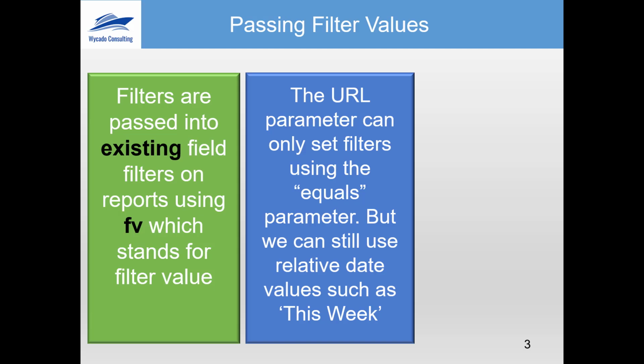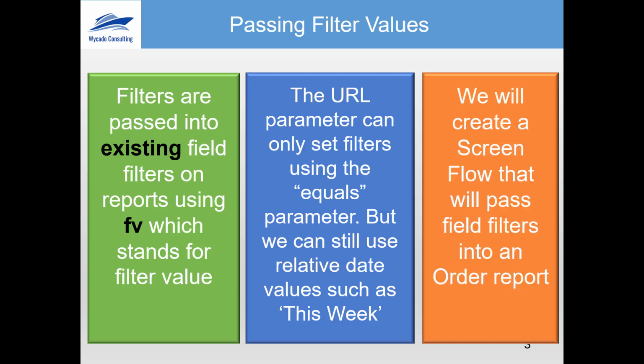The URL parameter can only set filters using the equals parameter in the report. So you have to basically put in there order status equals blank. It's got to be equals. It can't be greater than. It can't be less than. But we can still use relative date values such as this week. So if we're using a date field, I could put a date in there and then pass into it this week, this month. We will create a screen flow that will pass field filters into this order report.